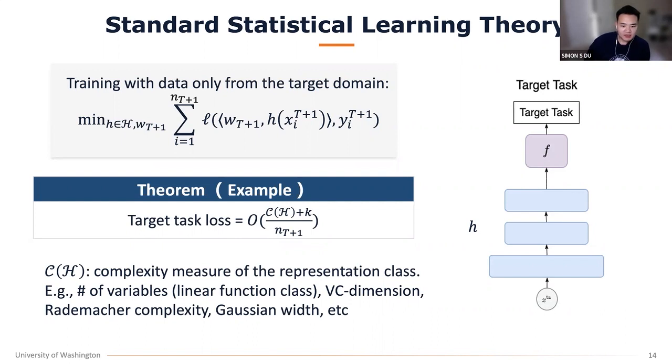Okay. So let's see what we actually need to prove. Our goal here is to show that if you use representation learning, you can get a smaller loss than what we can achieve here. So here, remember, we have (C(h) + k) divided by N_{T+1}. We see in practice that if you use pre-training, then your loss is smaller. So in theory, we also want to prove a bound that is actually smaller than this, and it can also illustrate why representation learning can help. So that's the goal of developing such a theory.